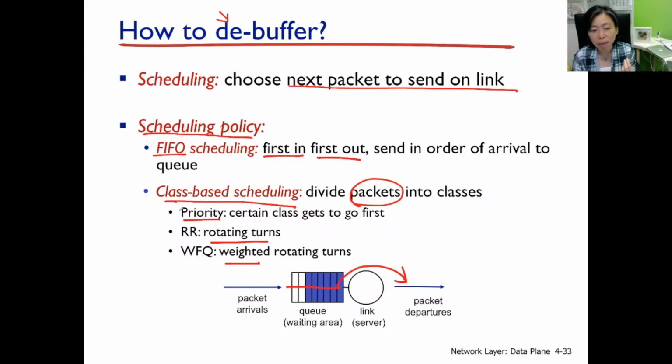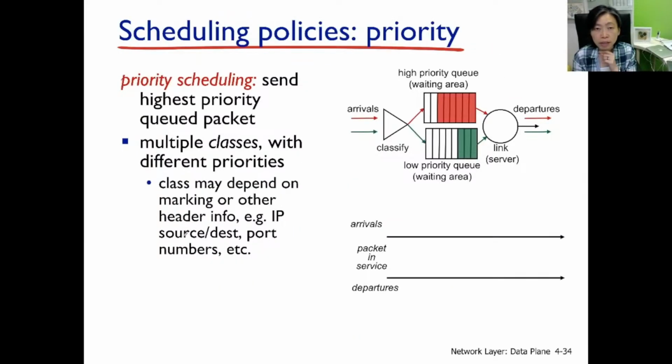It's sort of a combination. So weighted fair queuing here, WFQ, is a combination of the priority and round robin. Let's go into each one of these a little bit more. So priority-based scheduling: we always send the highest priority packet out.